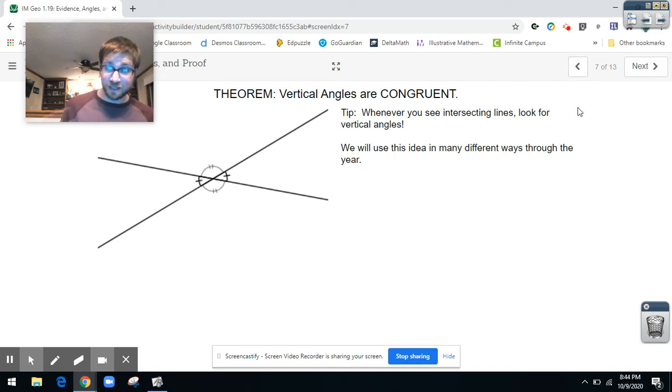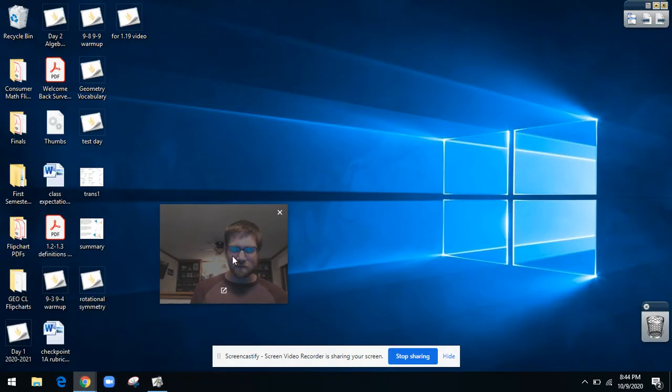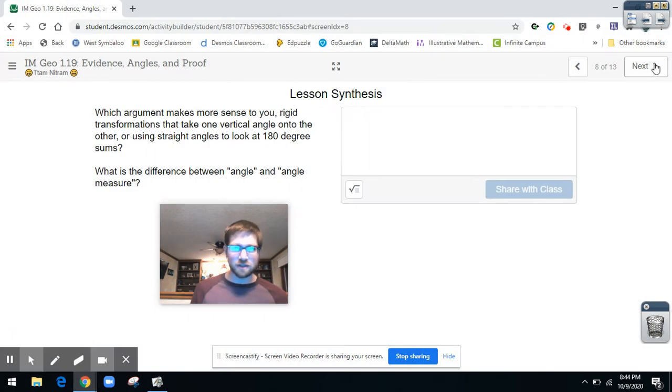At the end of the day, I need you to know that vertical angles are congruent, and it's a big deal, and it's going to keep coming up throughout the year. So be on the lookout for this image. Vertical angles, they are congruent. What else do I want to say before we get out of here? I think that there are a couple of other terms that we would like to define. So I'm going to go to this next page here.